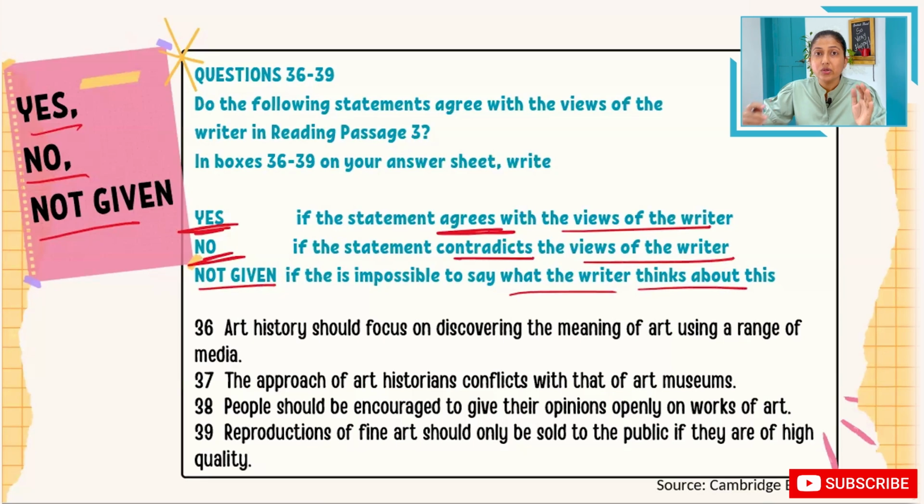Okay, so remember, in case of true, false, not given and yes, no, not given, normally the candidates face certain challenges. Number one, instead of writing true, they end up writing yes, or vice versa. Instead of writing yes, they write true. Now, even after being correct, you do not get the correct mark for that. If the question is asking you to write yes, and if you write true, then you will get 0 marks for that.